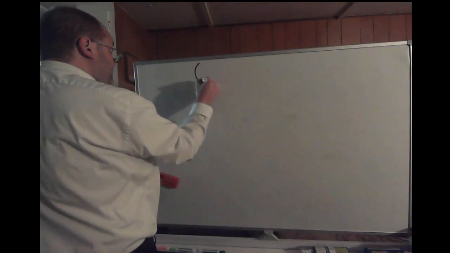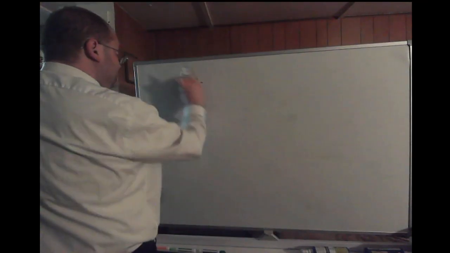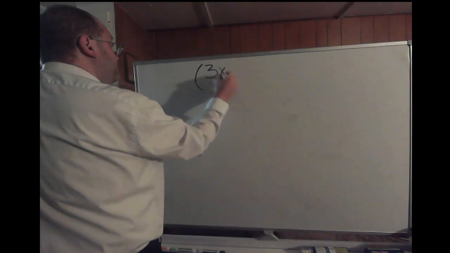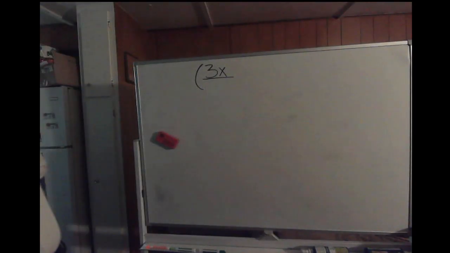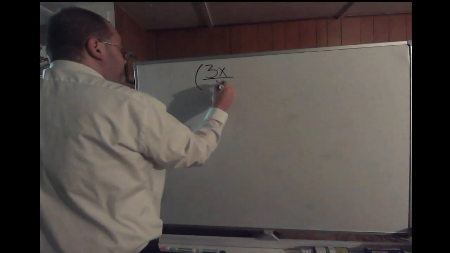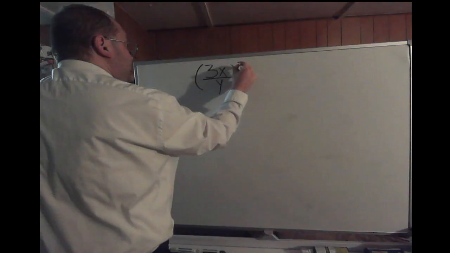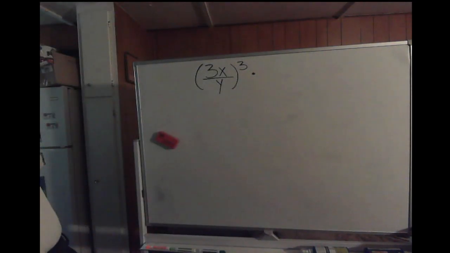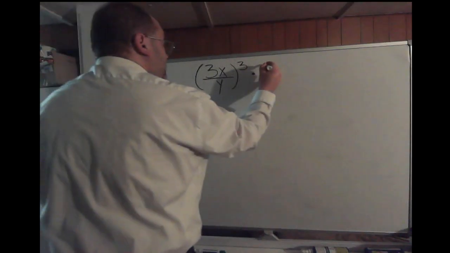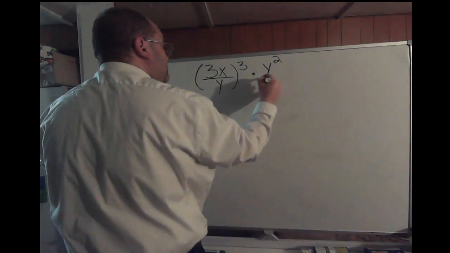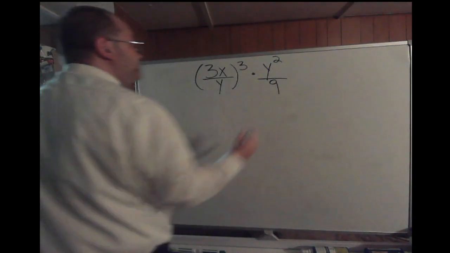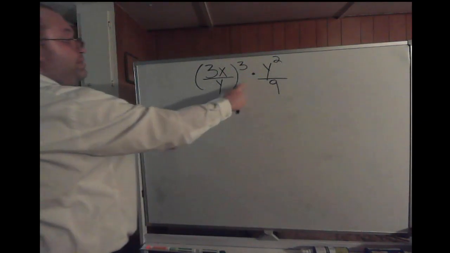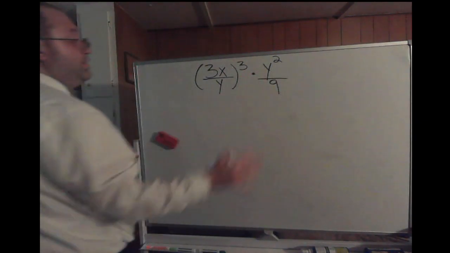Alright, let's see. We got, let me make this a little bit bigger. Quantity of 3x over y, that quantity to the third power times y to the second over 9. So we got the quantity of 3x over y to the third power times y to the second over 9.